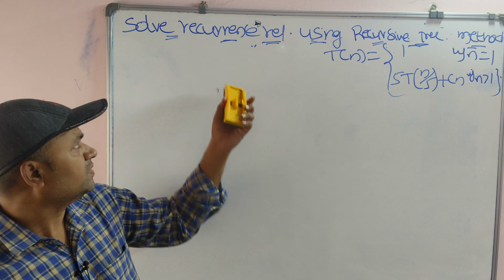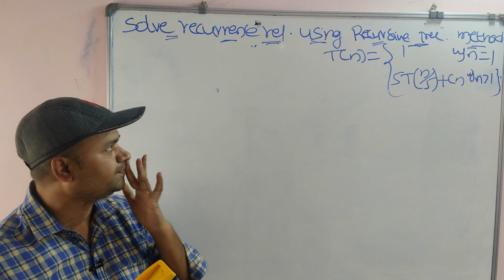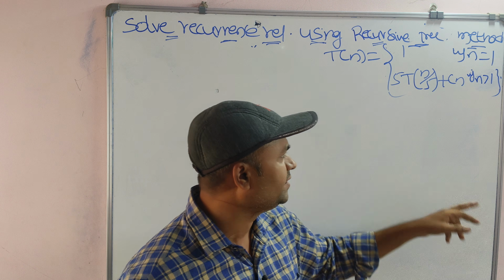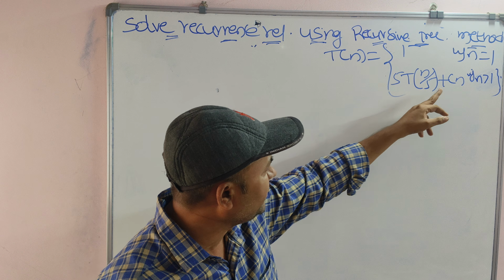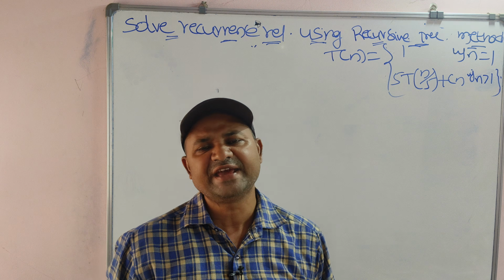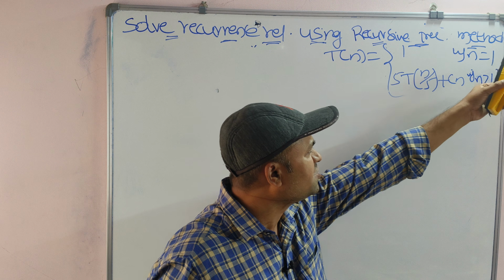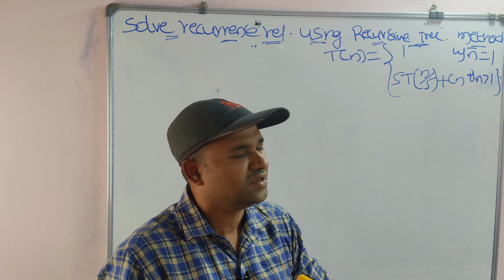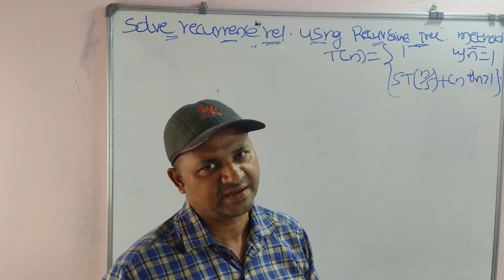Now let us solve this recurrence relation using the recursion tree method. T of n equal to 1 if n equal to 1, T of n equal to 5 T of n by 5 plus Cn if n is greater than 1. Okay. So if n value is 1, then directly the solution is in our hand. So the solution is 1. So only one comparison is required.